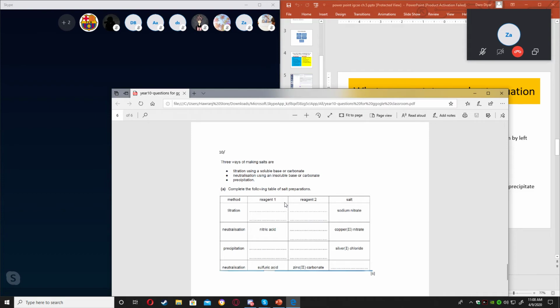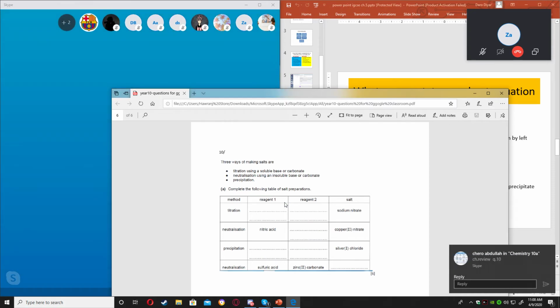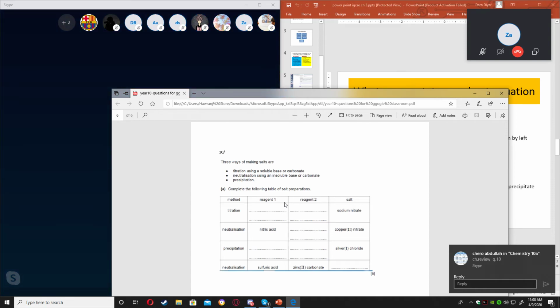Hydroxide here, a simple base, and we have hydrochloric acid. It is a pure neutralization reaction, which we can call also titration. Okay? And do you have any questions, guys?